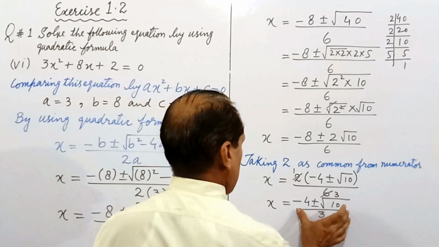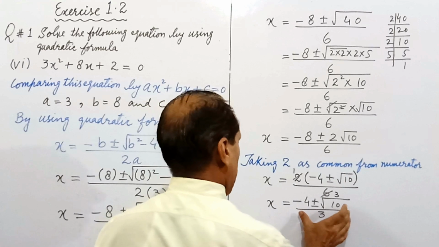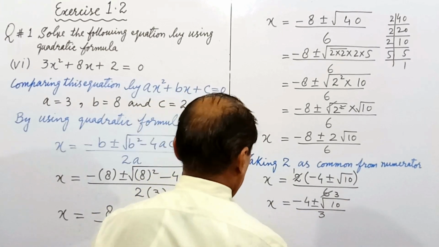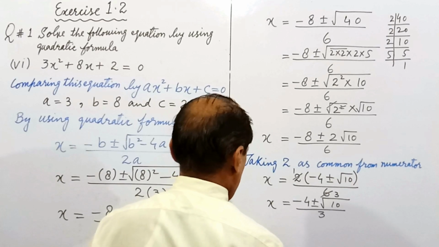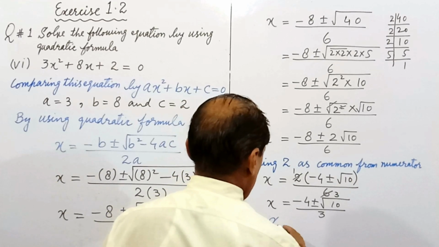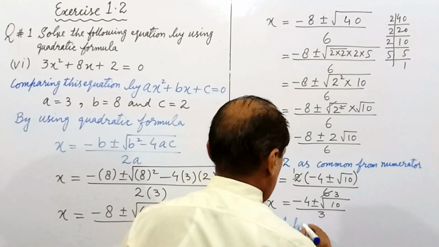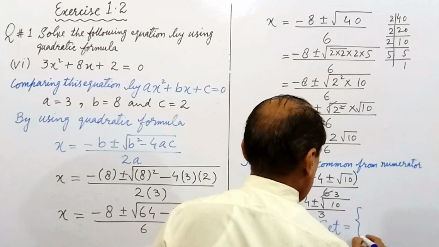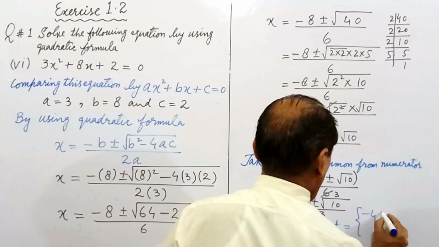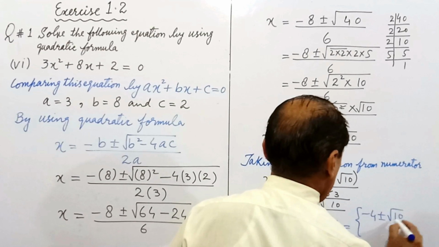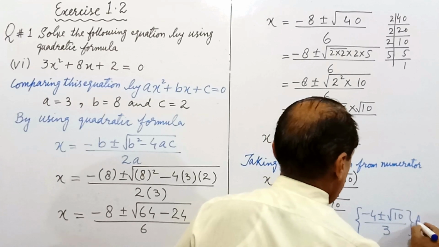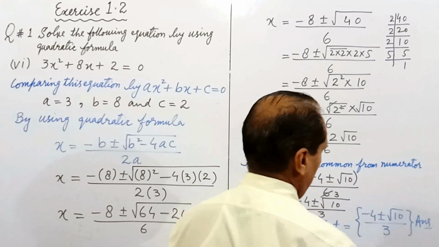As this is an irrational number, therefore we write this as a unit in a solution set. Thus, solution set is minus 4 plus minus under root 10 over 3. That's it for the part 6.